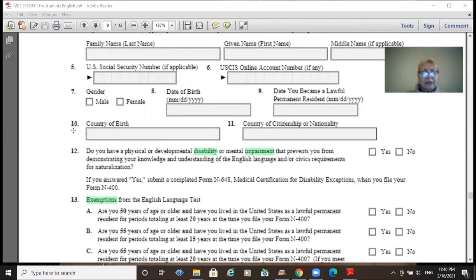Next one, for item number 10, they may ask, what is your country of birth? Or what country were you born in? For item number 11, they may ask, what is your country of citizenship? Are you still a citizen of, and they are going to name the country? Or they may ask, what is your nationality?